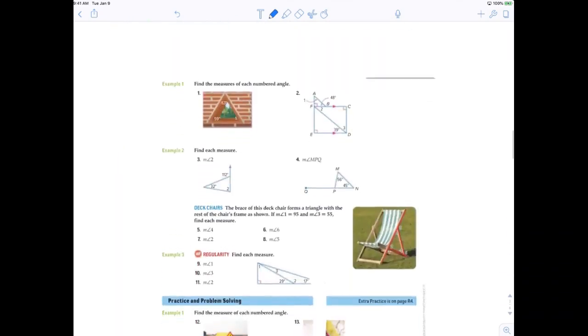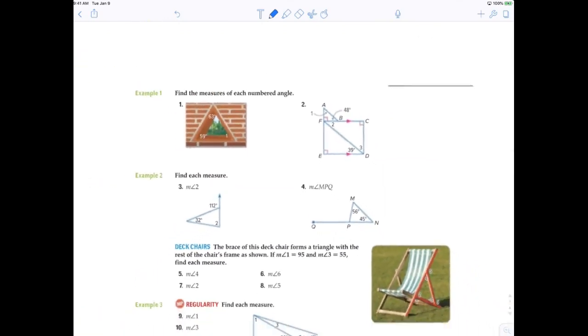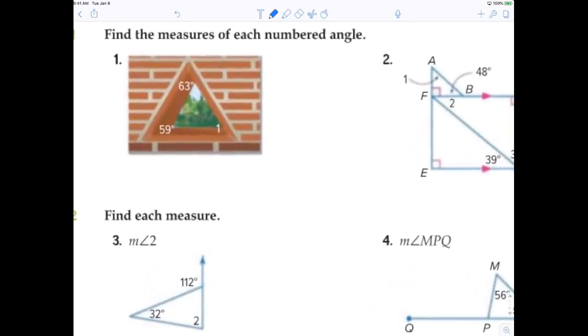All right, now let's look at, obviously, the problems. So now let's start with number 1. I'll try to blow it up and help you with these.